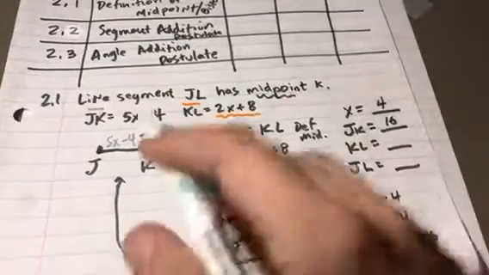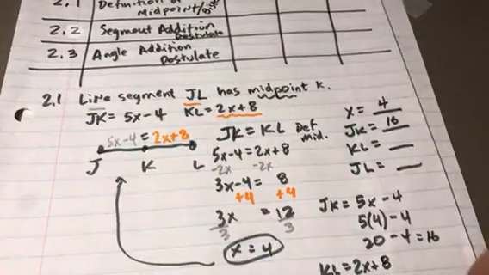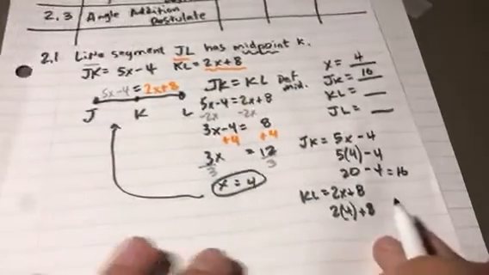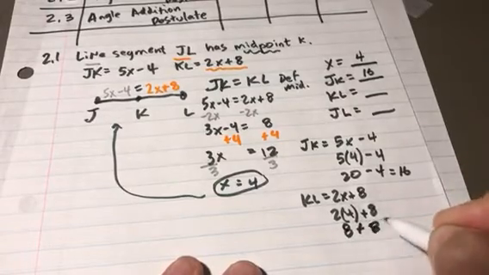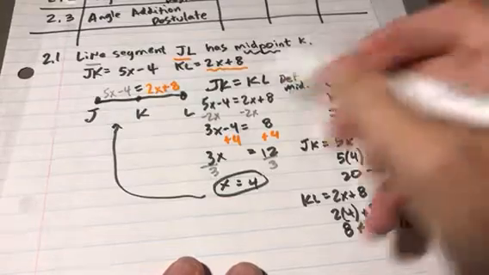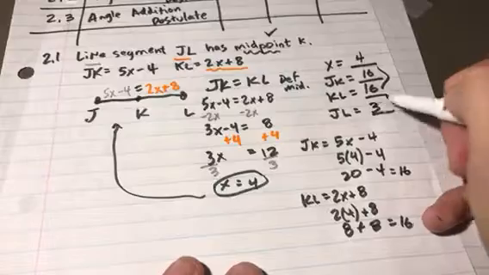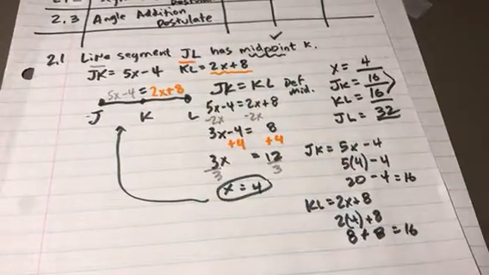Okay. Now here, I know KL is 2x plus 8, and I actually know x is now 4. So that gives me 2 times 4, which is 8, plus another 8 makes 16. Oh, okay, so that makes sense. That is cut in half. The left and the right are equal, so that makes sense with midpoint, and the whole thing would be 32. The whole thing would be 32.